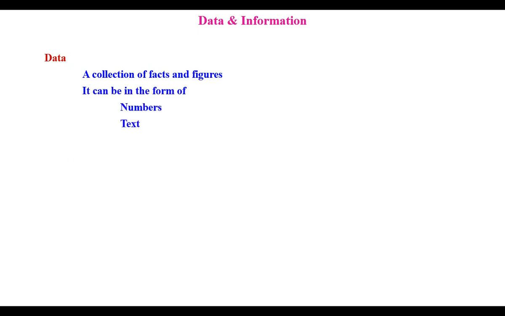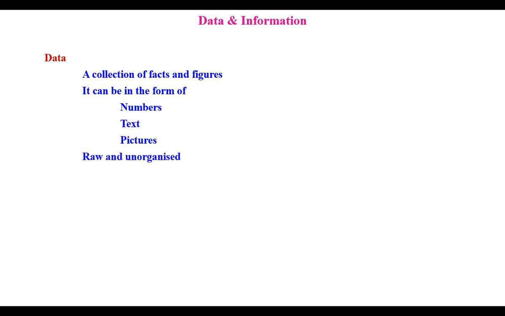So here, coming to data, we hear many a times data and information. What are these two actually? There is a difference. Data means a collection of facts and figures. If we get some numbers or values, names, something, a collection of all these is called the facts and figures. It can be in the form of numbers, text, or pictures. It can be any form.